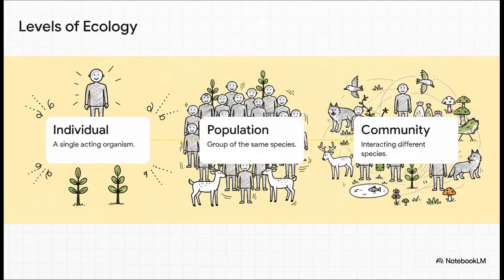All right, here is our first big zoom out. Step 1, we start with an individual, right? Just an organism acting independently. But then, step 2, that individual joins a population, a group of the exact same species living in a defined area. And finally, step 3, individuals almost never occur by themselves in a vacuum. To survive, populations of different species interact in all sorts of ways to form a fully fledged community.